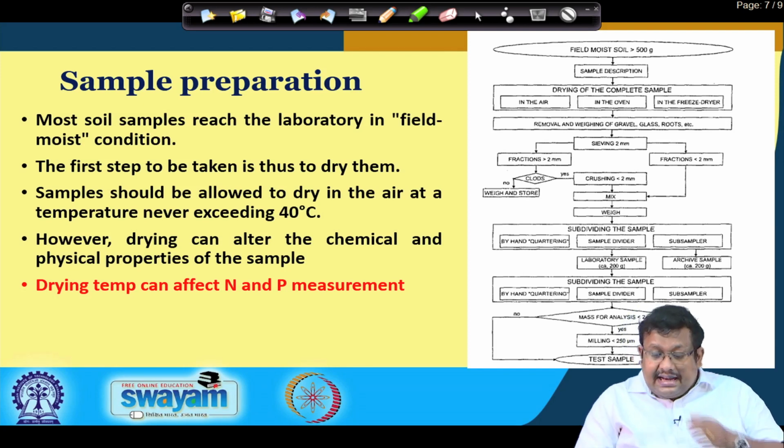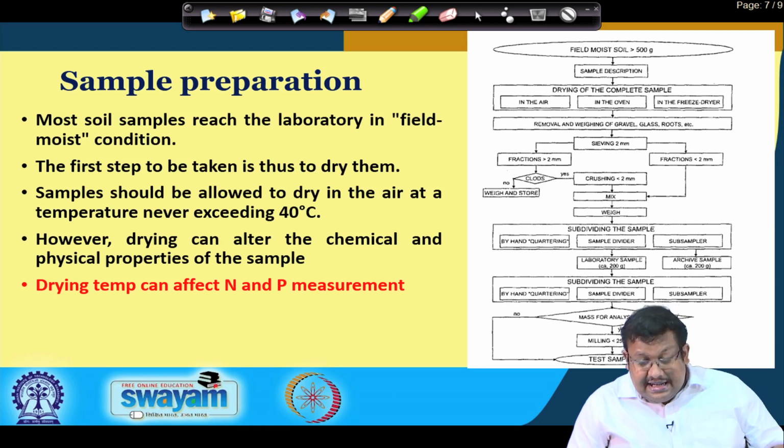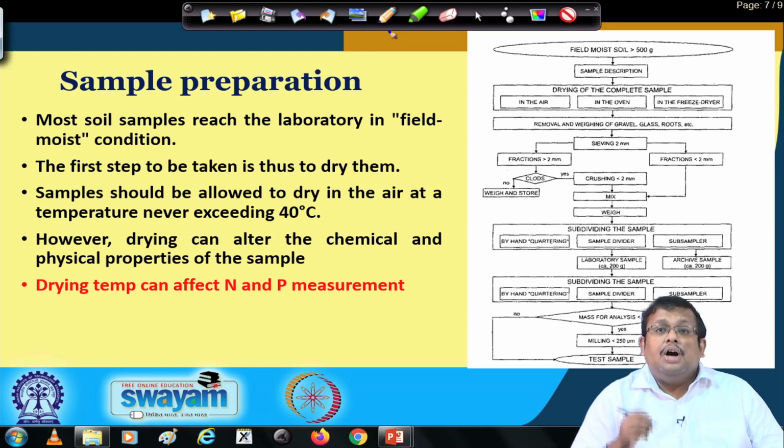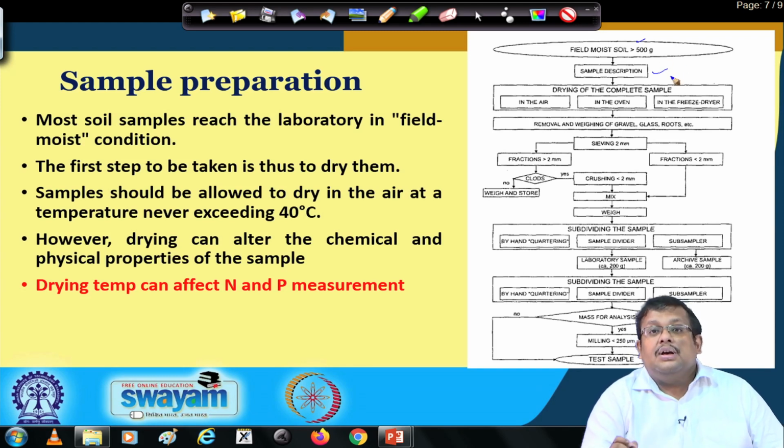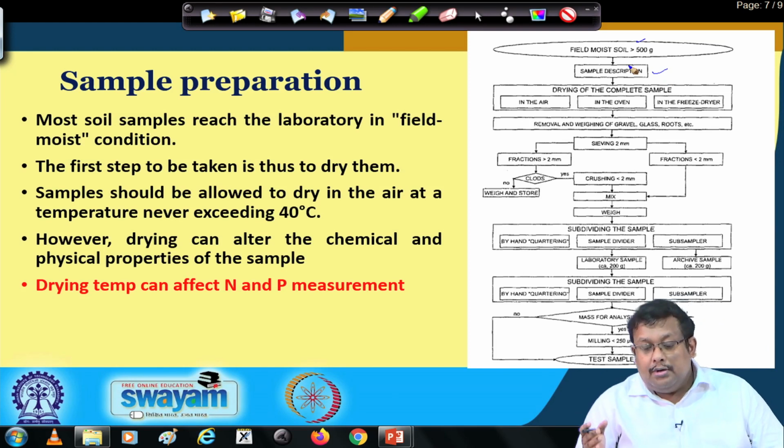So, this diagram basically shows in detail the different steps of sample preparation. So, let us consider that a field moist sample with a weight of greater than 500 grams has been collected. Once we collect the soil sample, the next important step is to describe the sample. Without description of the samples, it is meaningless, because we cannot go back and see the same site and check whether there has been any change in the pollutant concentration or not.